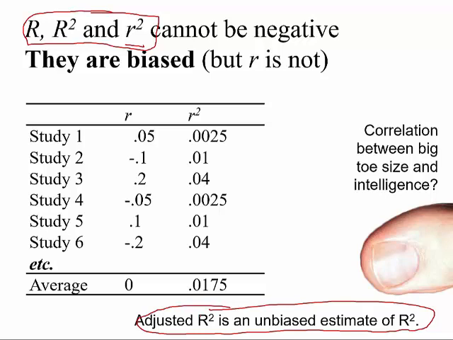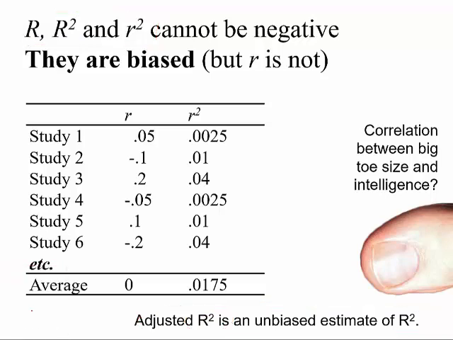And so there is something called an adjusted r squared, which is an estimate of r squared adjusted for the bias. It's trying to take that bias out and give a good estimate of what we think r squared would have been if it wasn't biased. So that's what adjusted r squared is, an estimate of r squared without the bias. It doesn't perfectly remove it, but it comes pretty close.